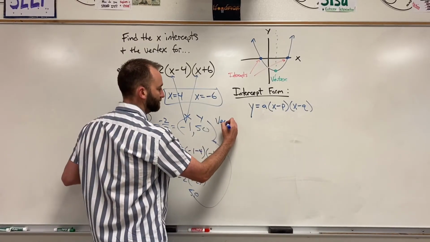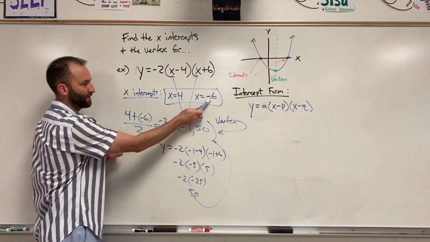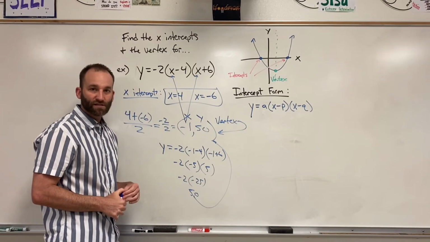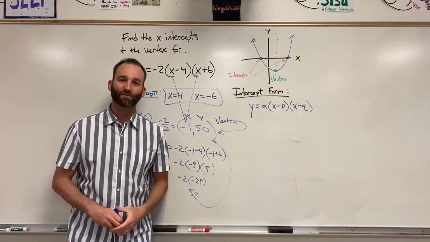Maybe I'll label it. And the 2 x-intercepts are at +4 and -6. Don't need to draw a sketch or a picture just yet. We're locating the intercepts and the vertex. Hopefully that feels pretty simple to end the week.